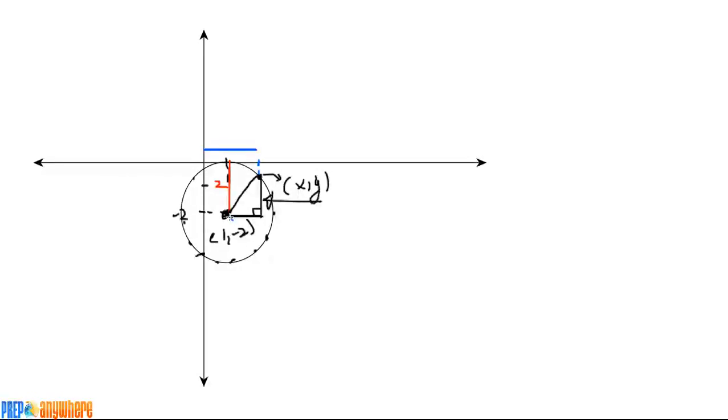I want to know the expression of this. Do you see that it's going to be x minus 1? From here to here is 1. So that right there must be x minus 1. What about this height? Do you see that that right there is y? So it's going to be y, and you got to further go down by 2, right?